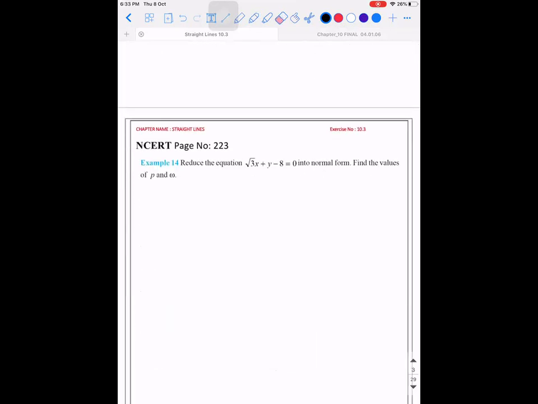So the question is, reduce the equation root 3x plus y minus 8 into normal form. Find the values of p and omega. Here omega means alpha is what they are asking. Okay. So solution is root 3x plus y is equal to 8. Can I write it like this?